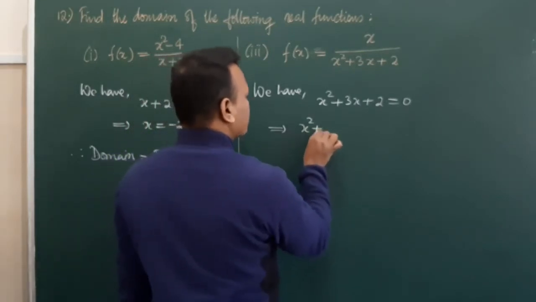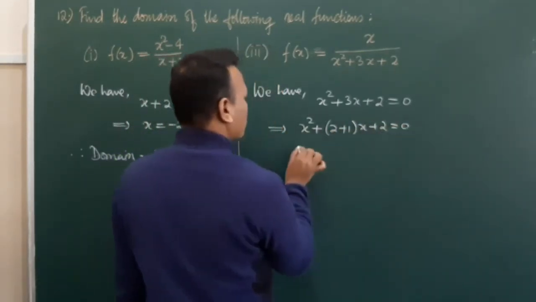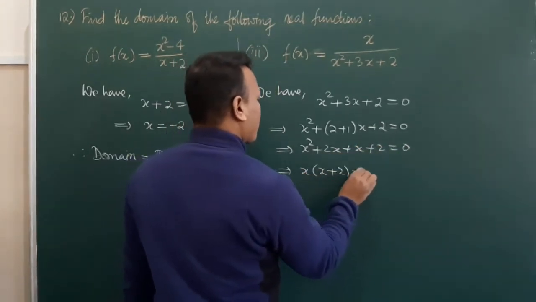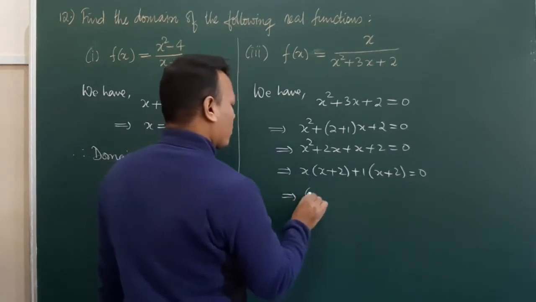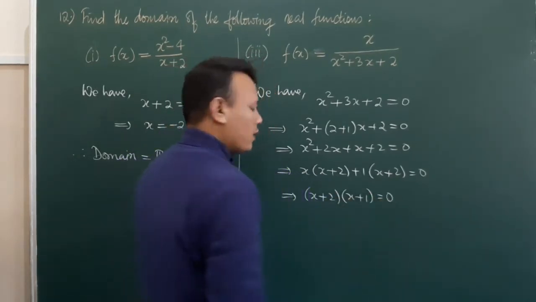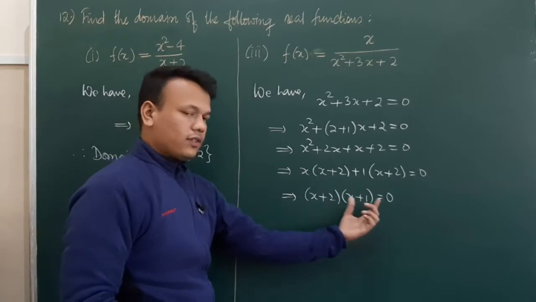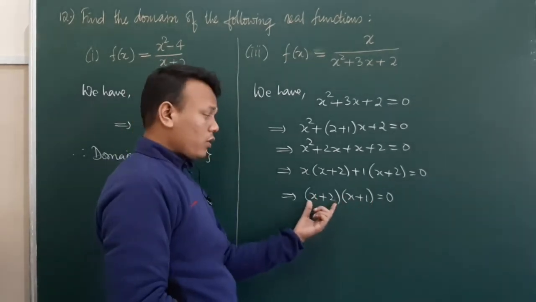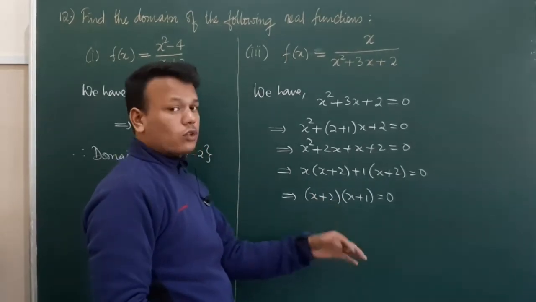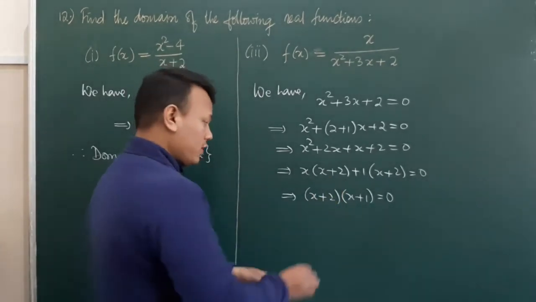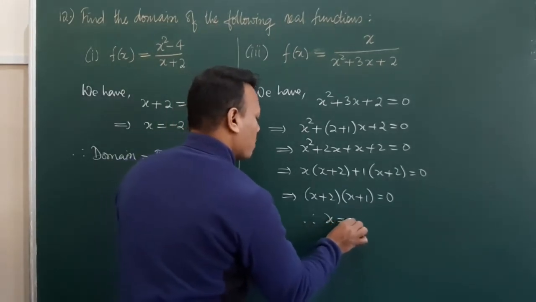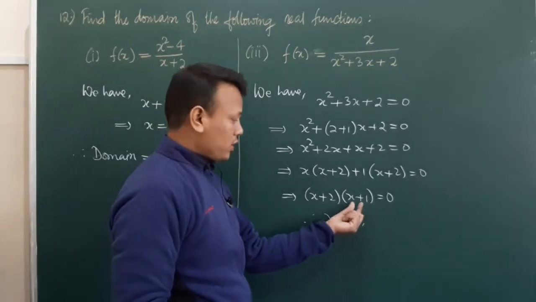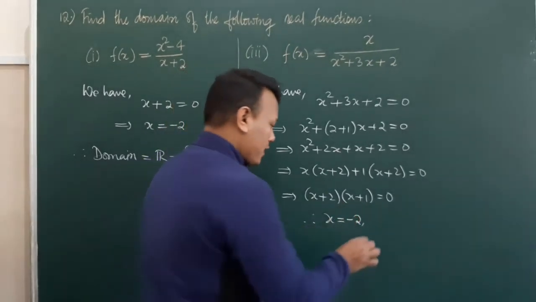After factorization you will get this. So what is the meaning of this? Either this must be equal to 0 or this must be equal to 0. If x plus 2 is 0, then what is the value of x? x becomes minus 2. And if x plus 1 equals 0, then the value of x turns out to be minus 1.